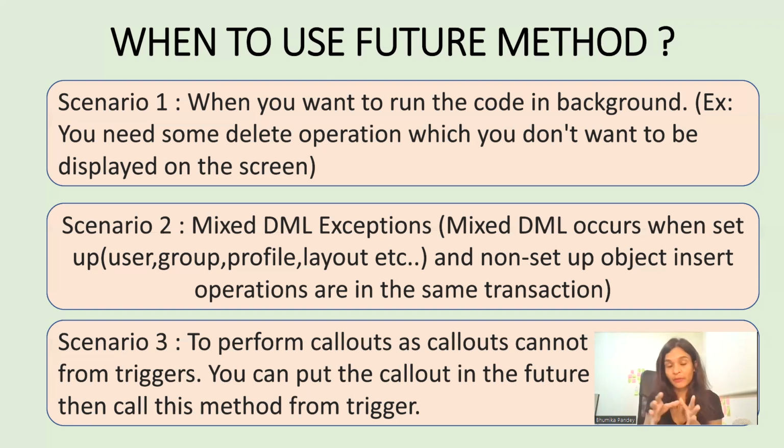So this one, the future method will run in a separate transaction, and the rest of the code will run in a separate transaction. So your mixed DML exception error will be resolved. You will not encounter this error. Okay. So this is another scenario where you can use future methods.